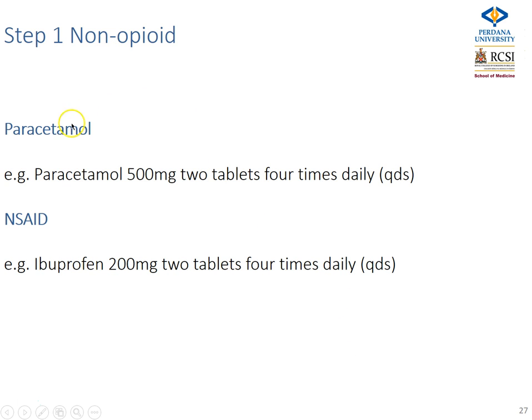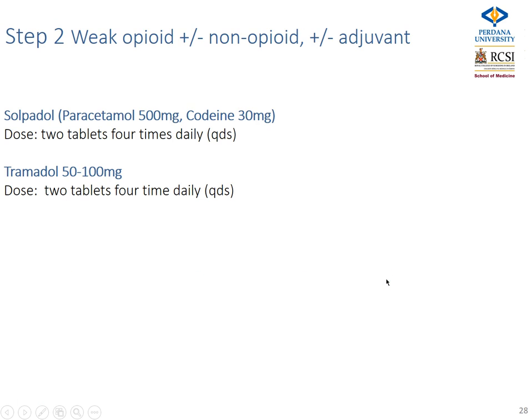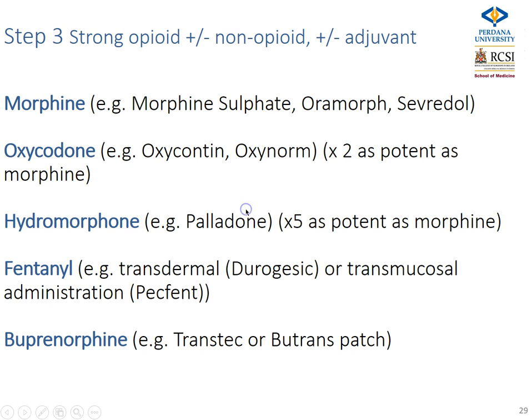So a non-opioid would be the likes of paracetamol in a dose usually of 1 gram, that's 2 500 milligram tablets 4 times daily, and a non-steroidal example would be ibuprofen, 400 milligrams up to 4 times daily. A weak opioid would be the likes of a paracetamol codeine combination such as Solpadol, again given in a total daily dose of 240 milligrams daily, and tramadol, 2 tablets up to 4 times daily.